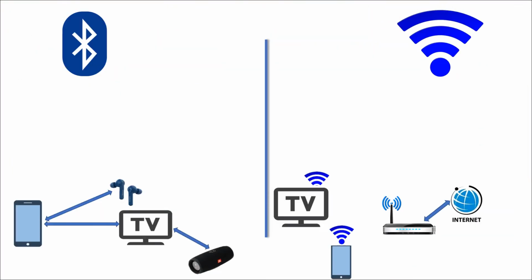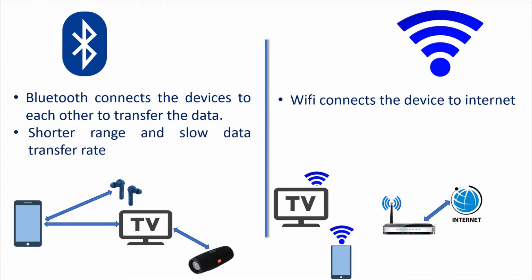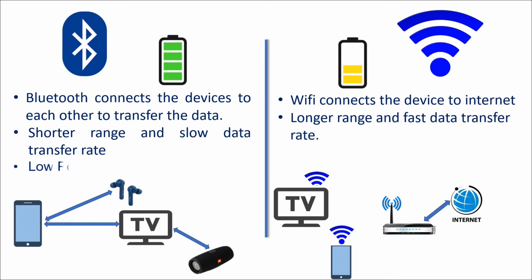Let us summarize the differences between Bluetooth and Wi-Fi. The main difference is that Bluetooth connects the devices to each other to transfer data, while Wi-Fi connects the devices to the internet. Bluetooth has a shorter range and slow data transfer rate, while Wi-Fi has a longer range and fast data transfer rate. The main reason behind this is power. Bluetooth consumes less power and Wi-Fi consumes more power. Due to less power consumption, Bluetooth has a shorter range and slow data transfer rate.